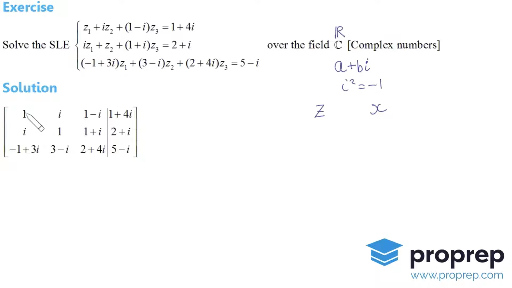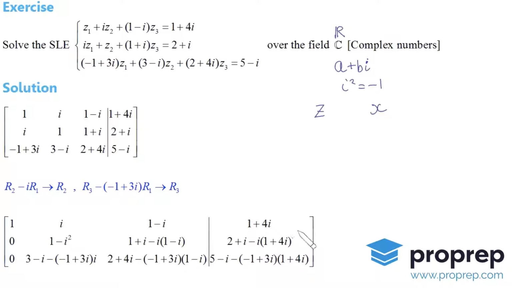And it's always nice when you have a 1 here. It's easier to zero out the rest of the column. Just subtract i times the first row from the second, and minus 1 plus 3i times the first row from the third. This is what I just said in condensed row notation form. And this is the result. I'm not going to go through the calculations one by one.